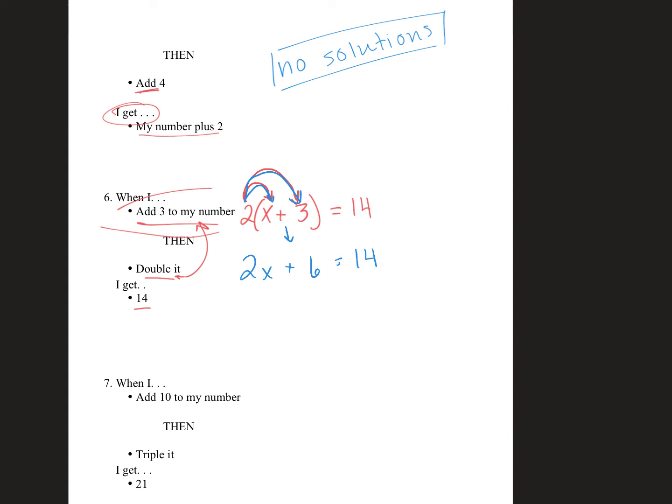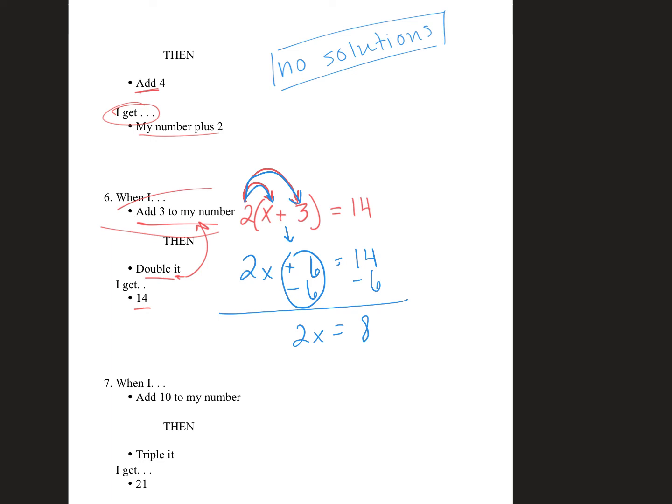Now I have to ask myself, what is the same on both sides? What can I take away from both sides? In this case, I can take away 6 from both sides. So minus 6 and minus 6. When I do that, I'm left with no 6's over there. That becomes 0, so I just have 2x. And that's equal to 14 minus 6, and 14 minus 6 is 8.